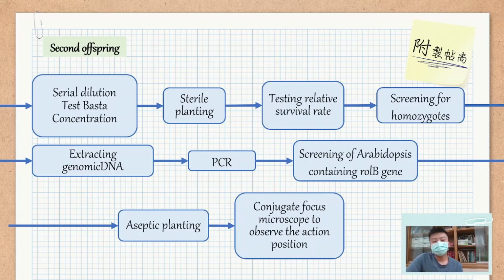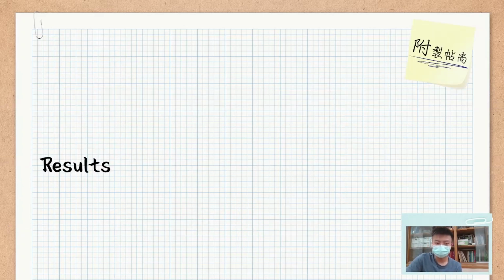Let's move on. After PCR and screening for our plants containing the rolB gene, we'll do aseptic planting, where we will use a confocal microscope to observe the expression position later, which leads us to our results.